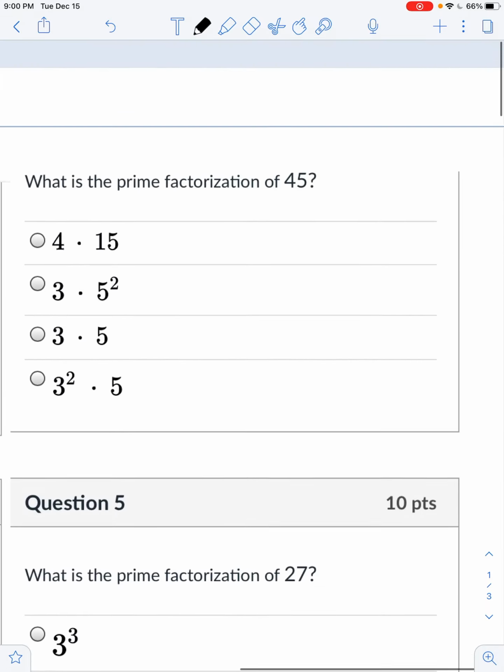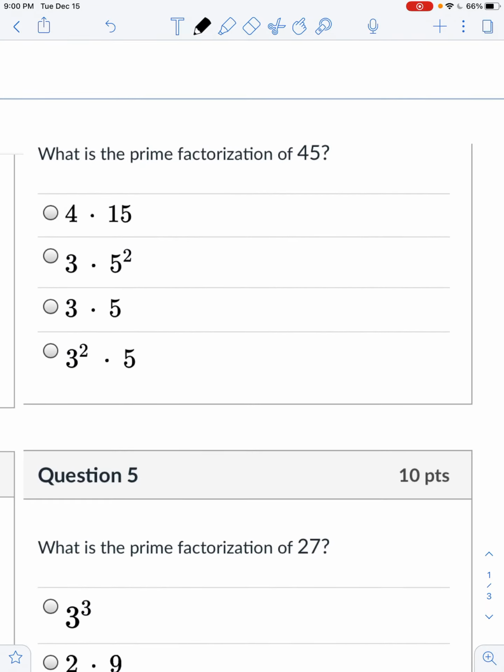Okay, question number 4. Question number 4 is different. This time they're talking about prime factorization, and they're asking you for the prime factorization of 45. Now you're going to start off with your factorization tree, 45. And your goal is to get to prime numbers only using multiplication. So we know that there's multiple ways to get 45. I am going to do 5 times 9. Okay, 5 times 9 gives me 45.